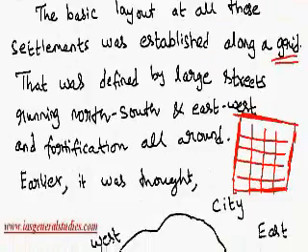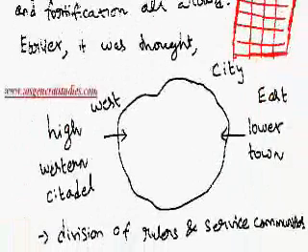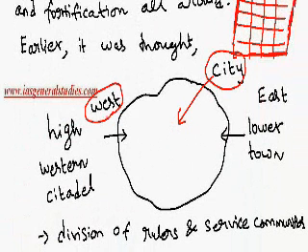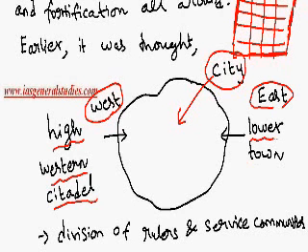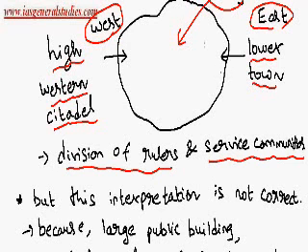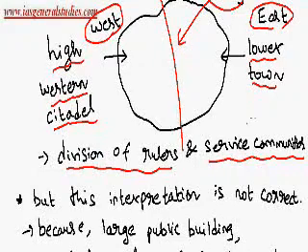Earlier it was thought that, suppose this is one city, in the west is the high western citadel and in the east is the lower town. It was thought so because they believed there was a division of rulers and the service communities in the city. But this interpretation is not correct.